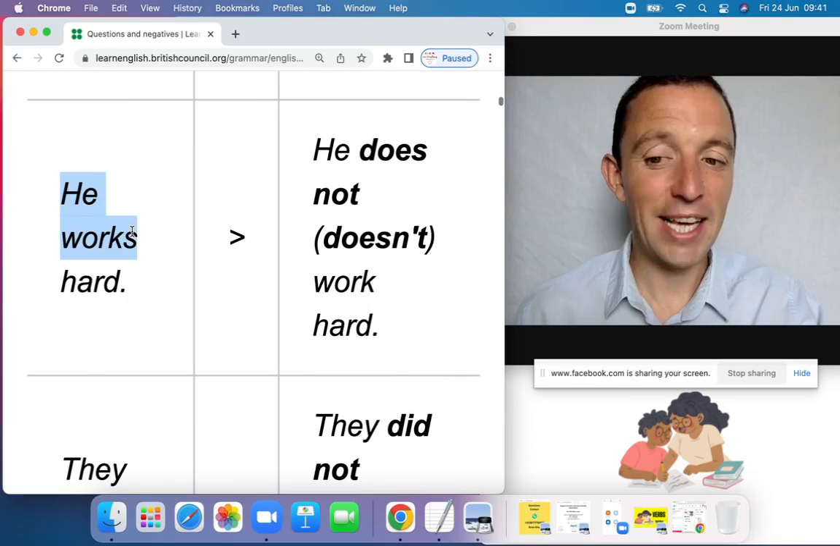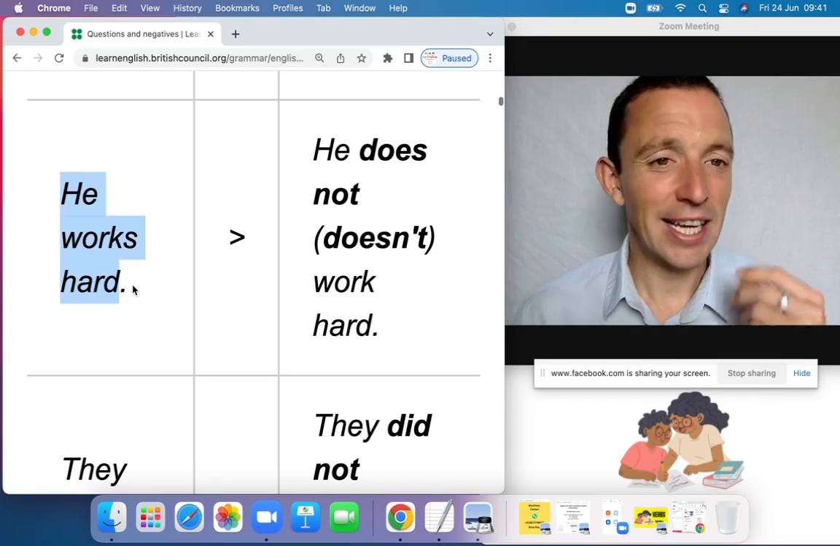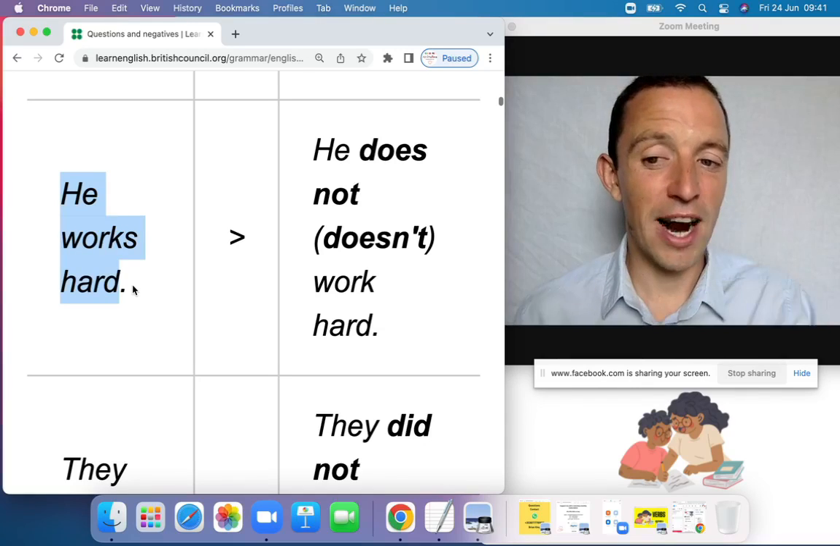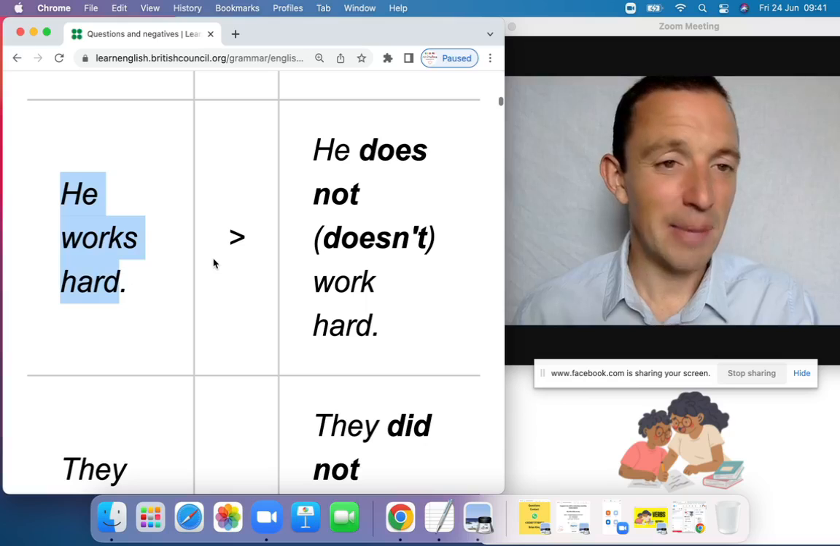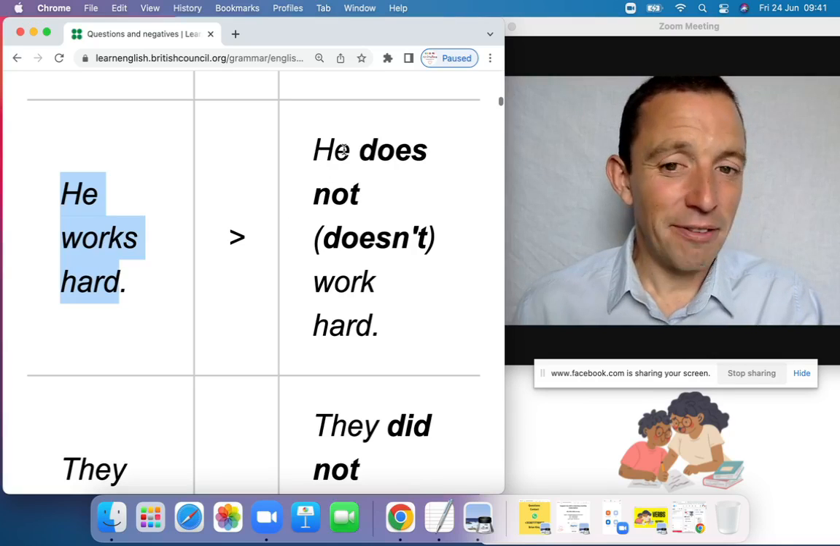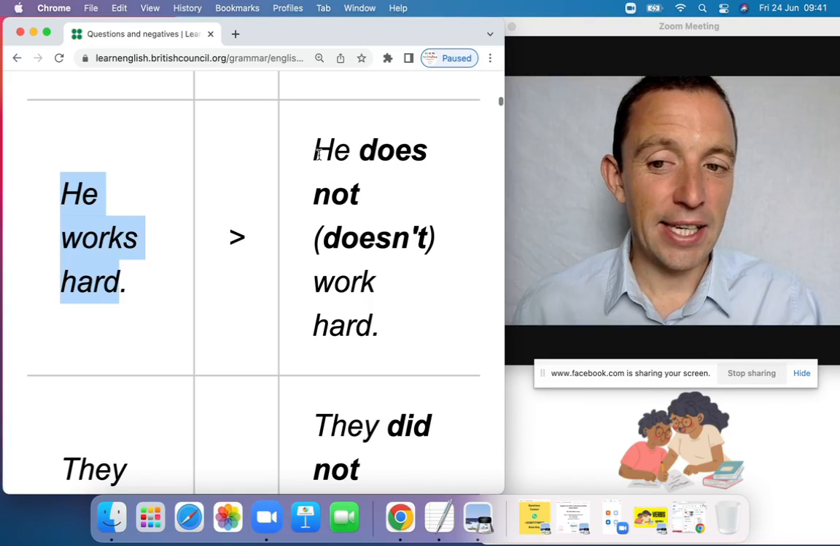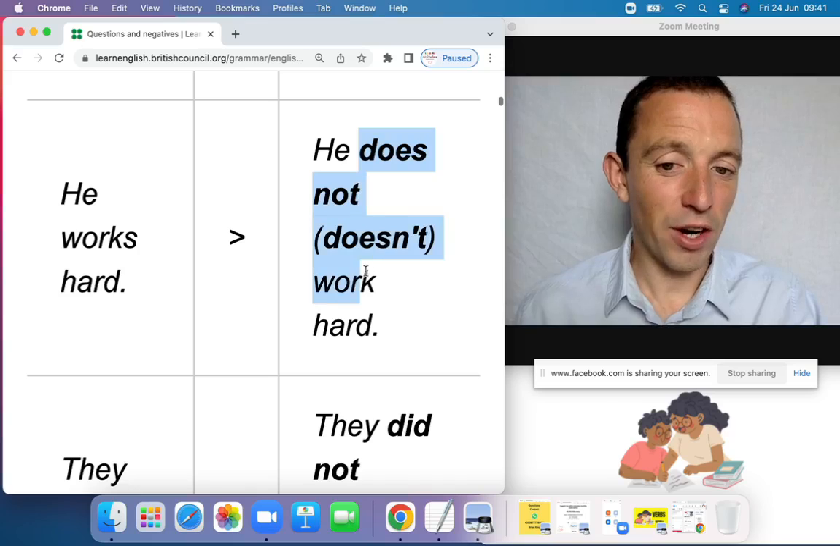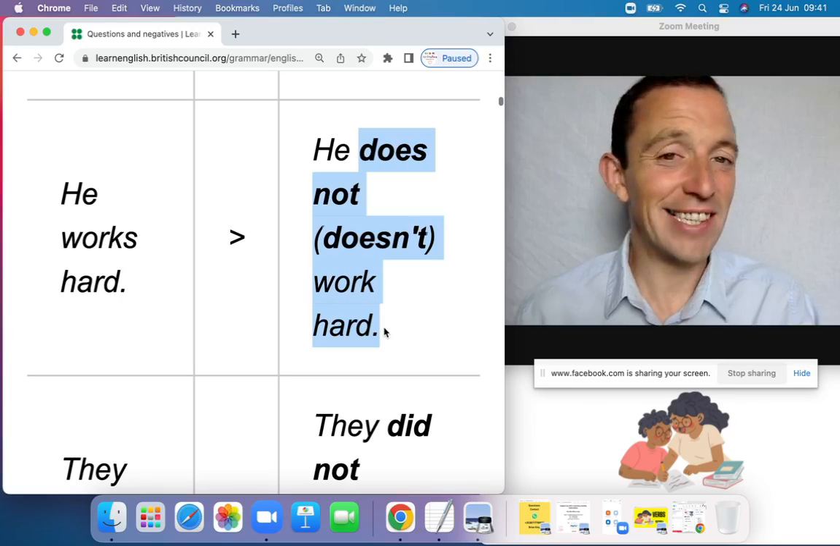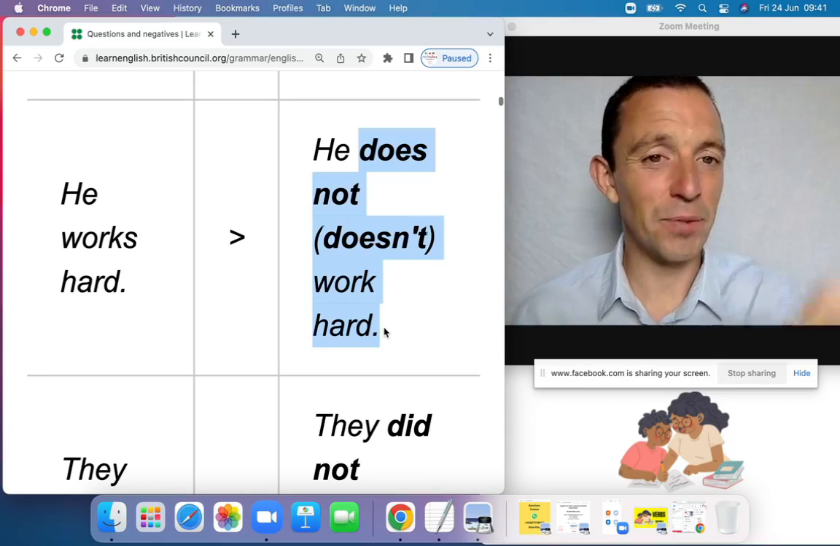Affirmative, he works hard. Okay, this is the affirmative. He works hard in the present simple. The negative, he does not work hard, because it's not the verb to be and it's not the verb to have.